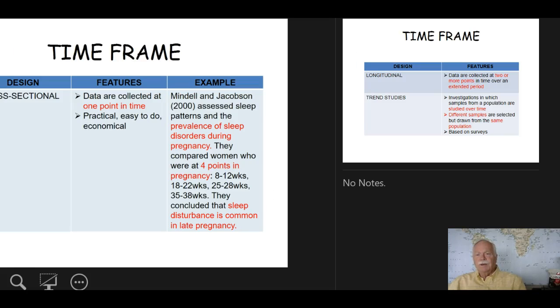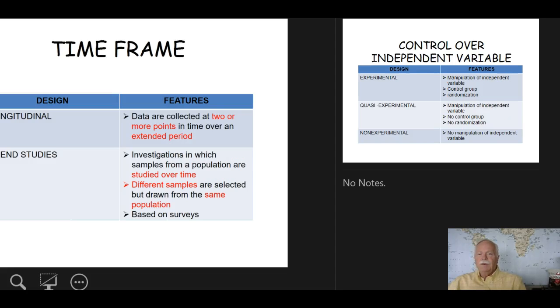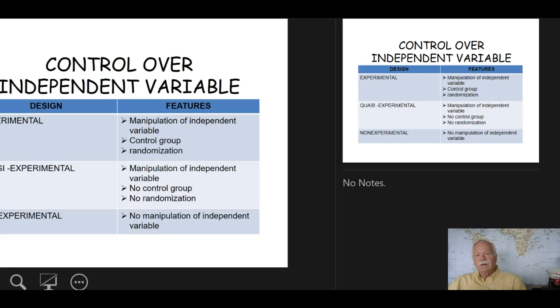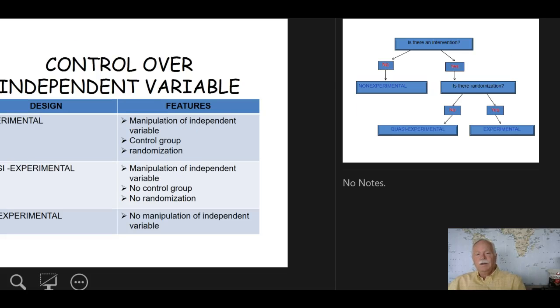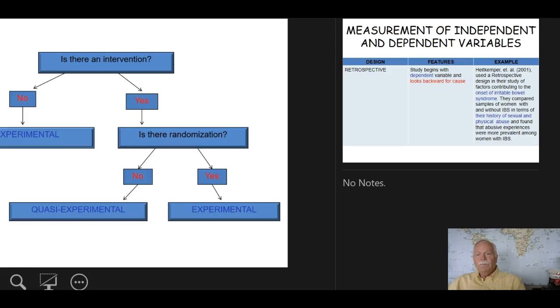And this gives you an example on this slide of a cross-sectional design. I won't go into it again for the sake of time, but take a look at that. And then the longitudinal and trend studies, again, each have unique characteristics in regards to the design, the experimental, the quasi-experimental, and the non-experimental design. So these are all pretty much the type of designs that we have available in nursing research.